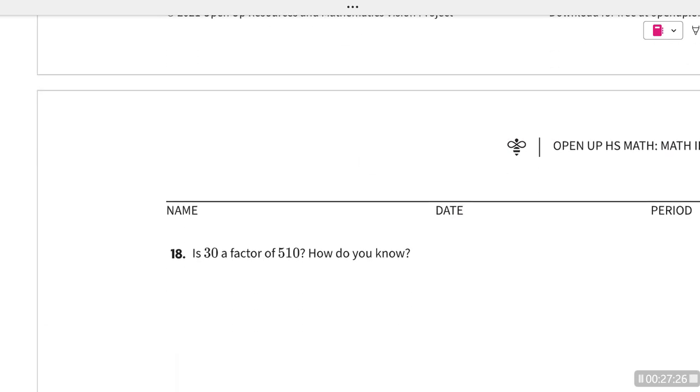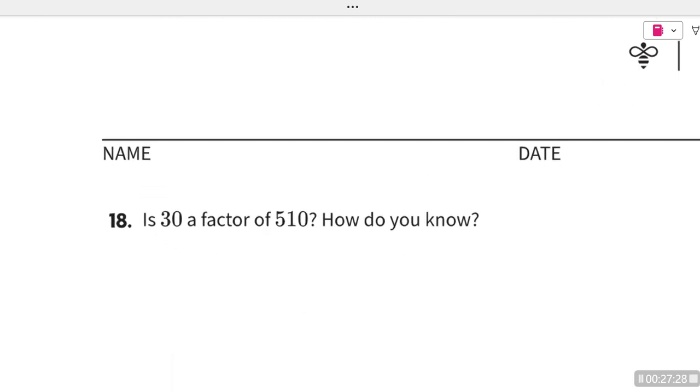So question 18 says, is 30 a factor of 510? How do we know? Yes, since there was no remainder.